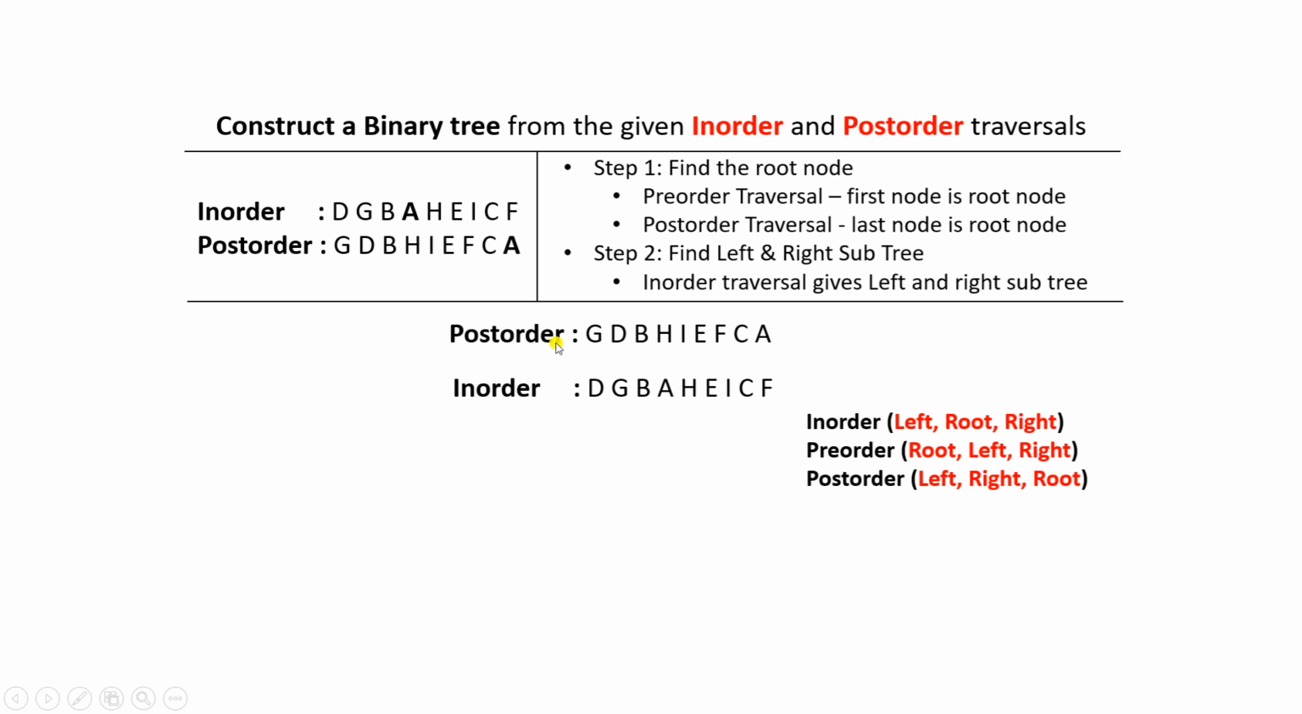So, in post order, the last node is A. So, A is treated as the root node. After finding the root node, we will come to the in order traversal where the nodes to the left of A are treated as the left subtree, and to the right of A, all the nodes are treated as the right subtree. So, this is how we find the root node and find the left and right subtrees.